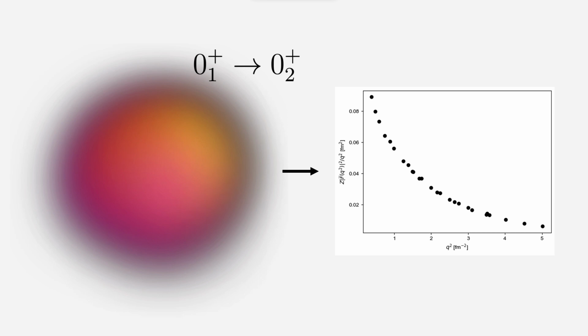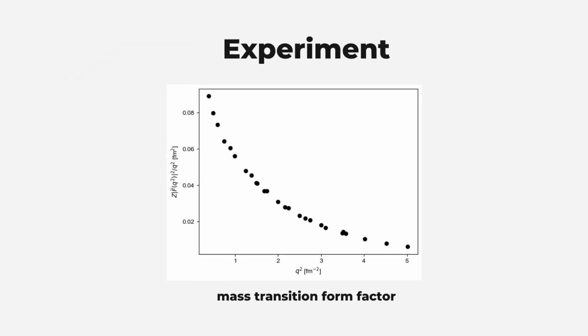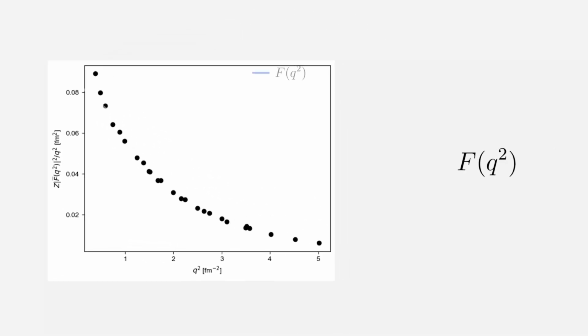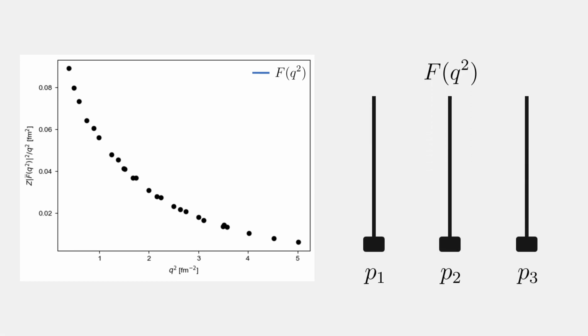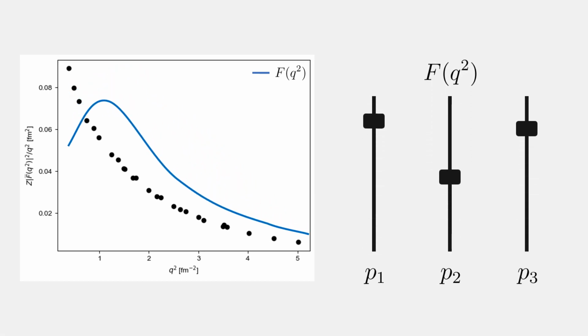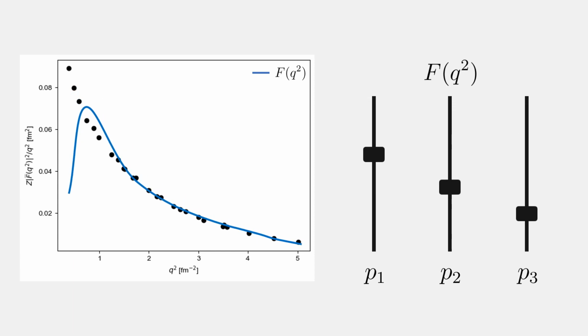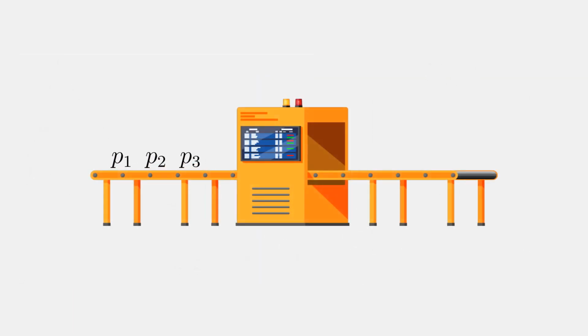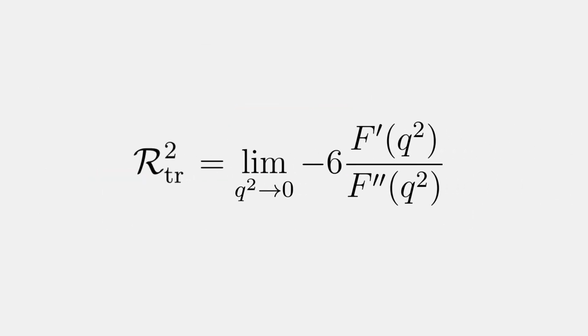In this study, we focus on the data of Kamimura et al. and determining the radius of the monopole transition of the alpha particle, specifically its internal conversion channel. We take the data from the experiment, aka the mass transition form factor from Kamimura, and then a form factor is curve fitted by a computer, where its parameters are altered until the fit closely resembles the data. The optimal parameters after the fit are then used to compute the transition radius, which is given by the ratio of the derivatives of the form factor.